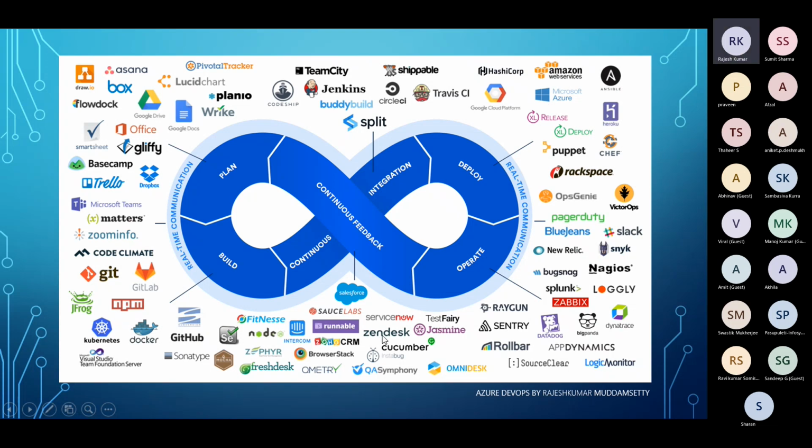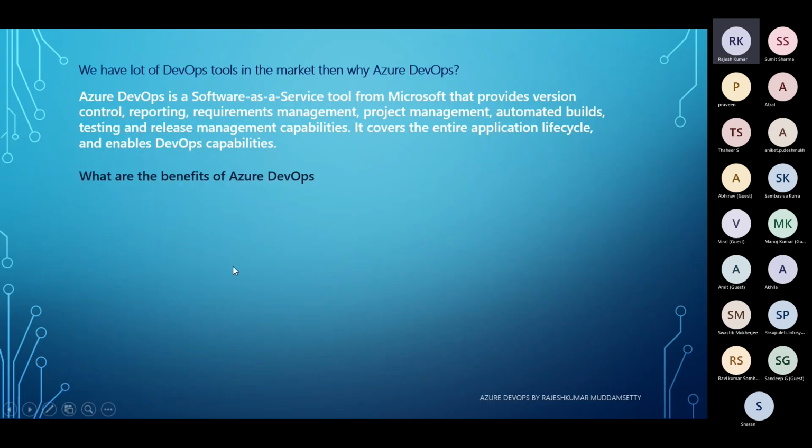How do you want to inform there is an issue? How can I inform this to the other people? You can inform by just raising a ticket. When we have these many tools, we have a lot of DevOps tools in the market. Then why Azure DevOps? Because Azure DevOps is a software as a service tool from Microsoft.